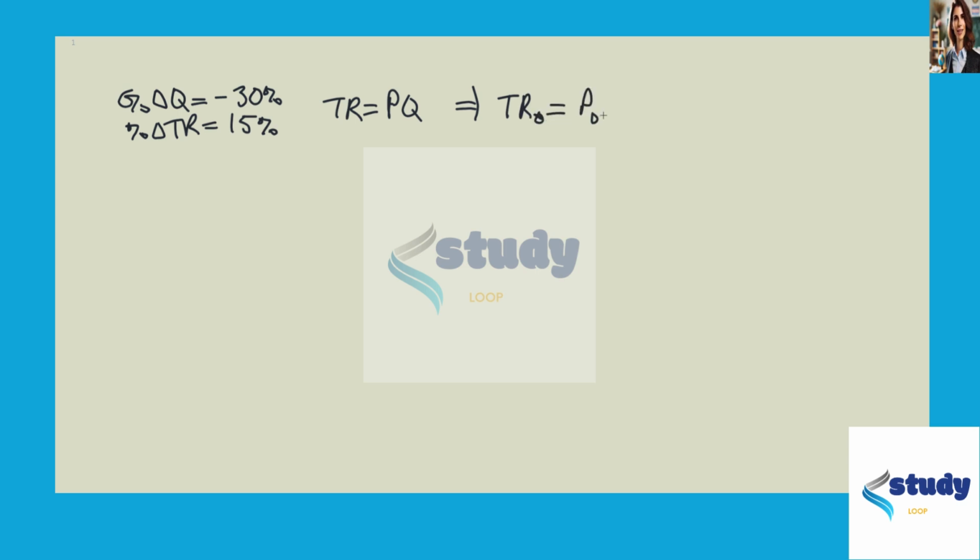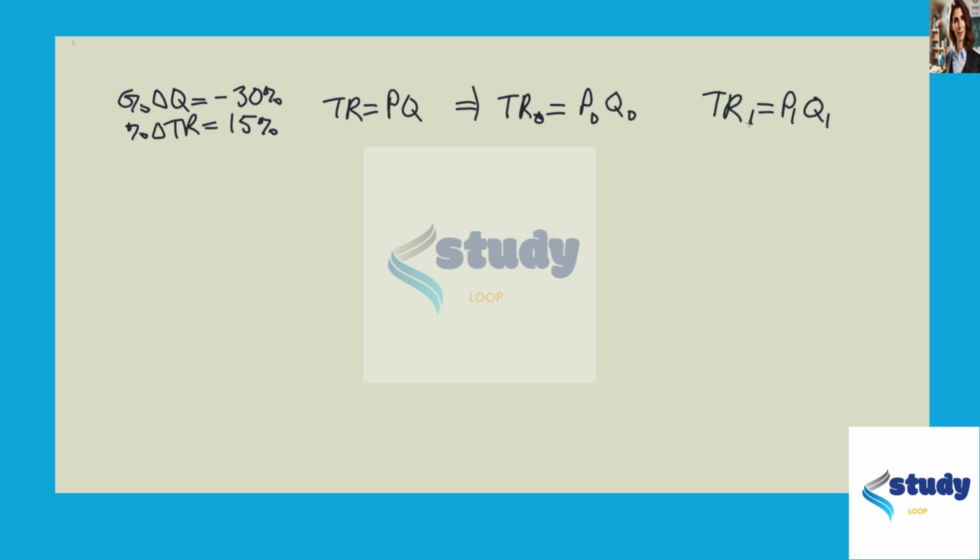Okay, so in this question, we have a percentage change in quantity, which is equal to minus 30%, and a percentage change in total revenue, which is equal to positive 15%. Let's recall that the total revenue formula is just price times quantity. So if we have an initial total revenue 0, price 0, and quantity 0, we're interested in finding the new total revenue and ultimately in determining whether this demand curve would be elastic or inelastic.